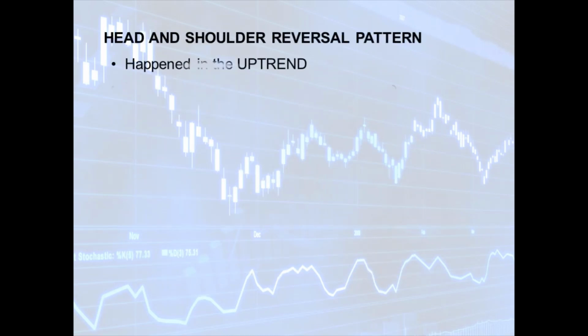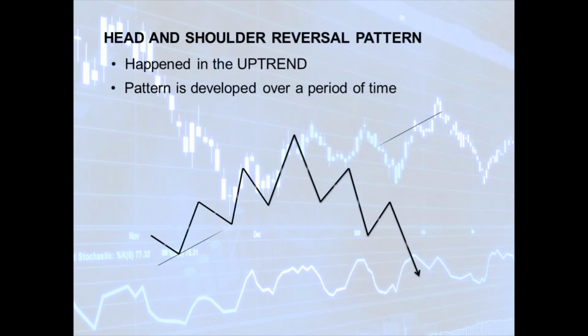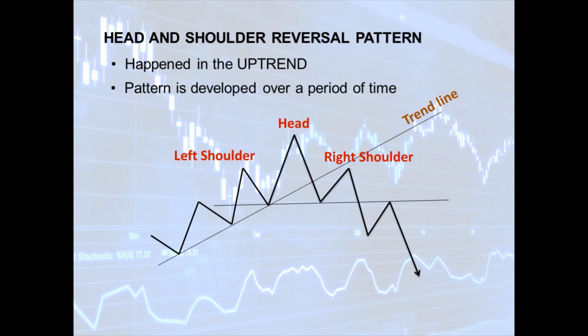This is the classic example of the head and shoulders pattern, wherein the trend line is drawn in the uptrend, with the left and right shoulders and the head as shown, and the neckline is drawn at the lowest point of the two shoulders.